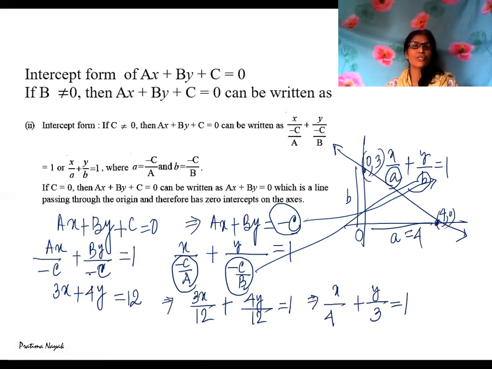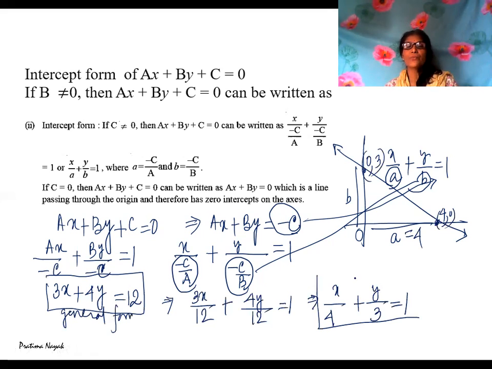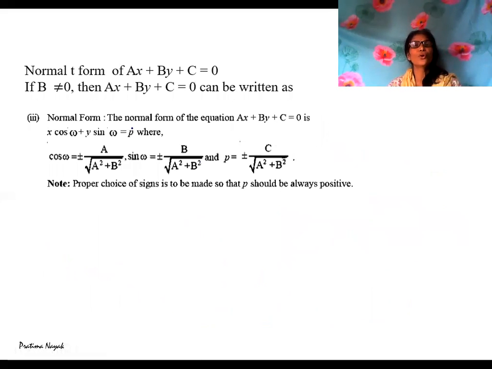So what was the equation? The equation was 3x plus 4y is equal to 12 in general form, and we converted it to intercept form: x by 4 plus y by 3 is equal to 1. Then coming to normal form.